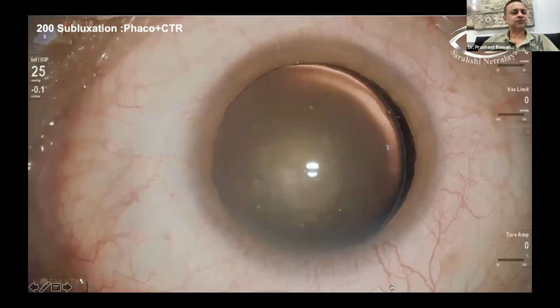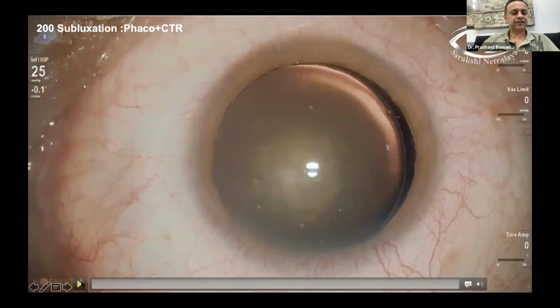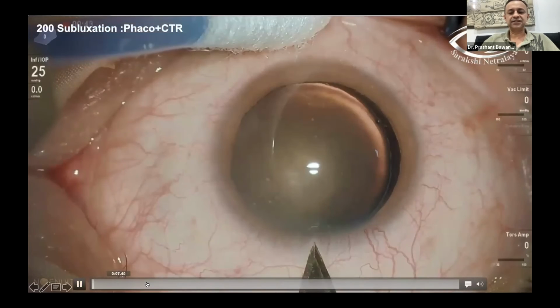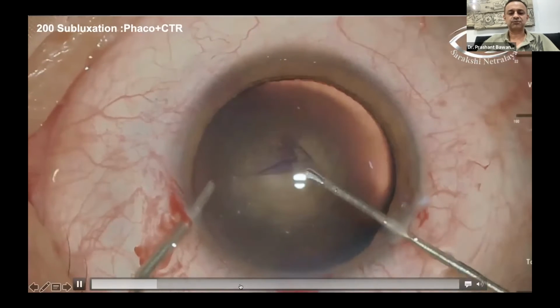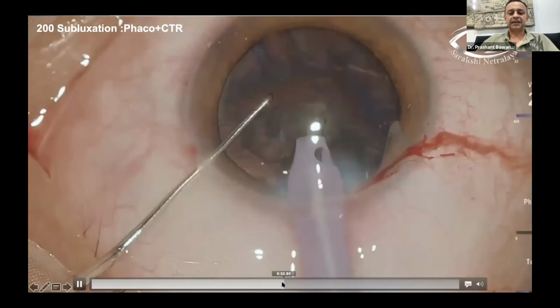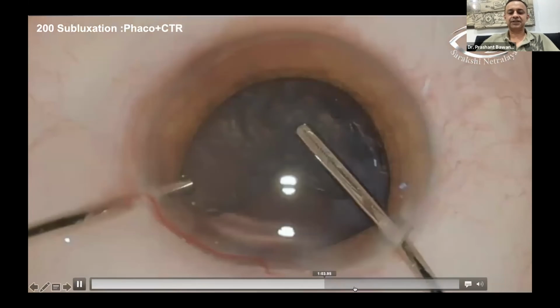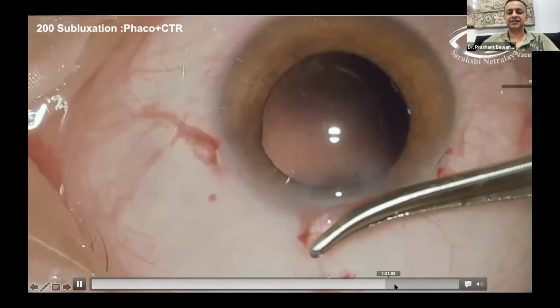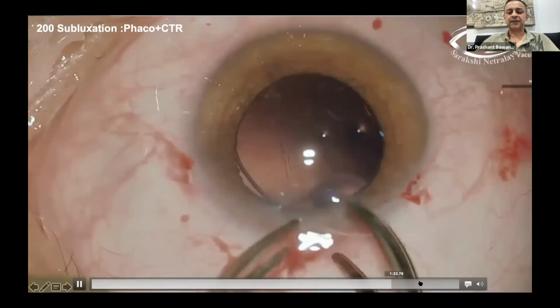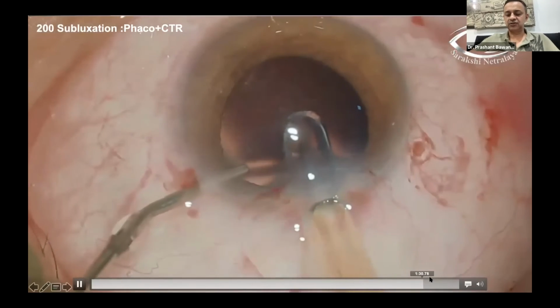This is another case of 200-degree subluxation where we did phacoemulsification with CTR. You can see after completing the phacoemulsification, capsular excess, phaco being done, then CTR, we have introduced the CTR after removing the cortex and the lens was put. Here is the introduction of CTR and then the placement of the intraocular lens.